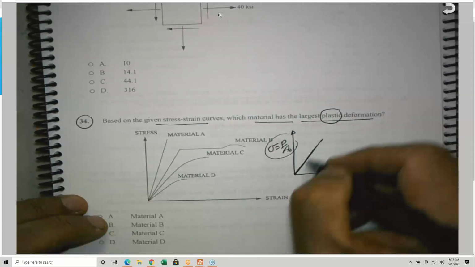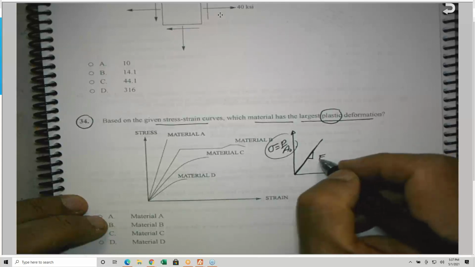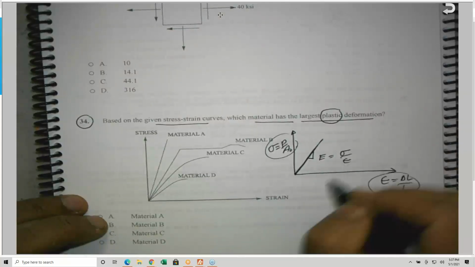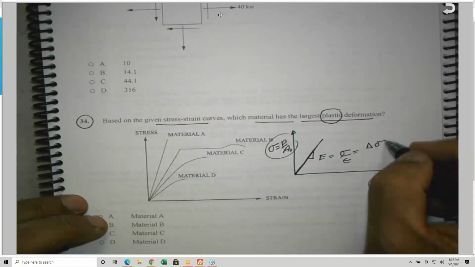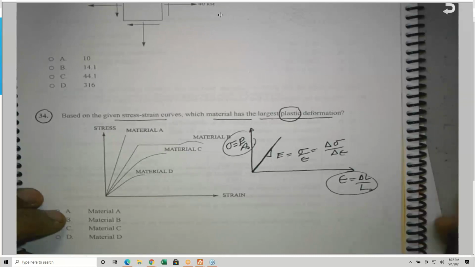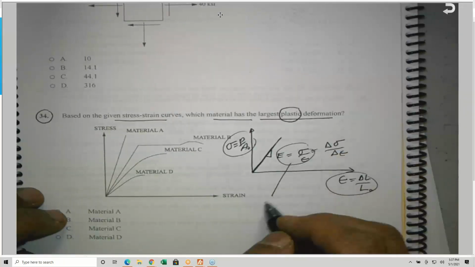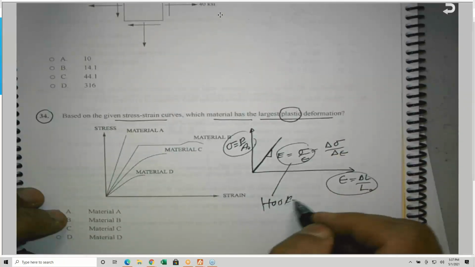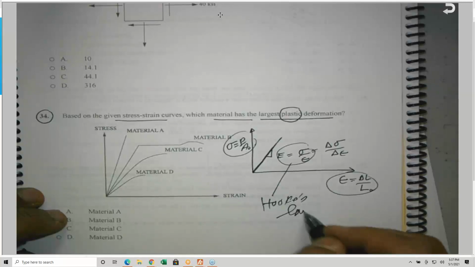So we have a linear portion, and the slope, as all of you know, the slope E is equal to sigma over epsilon. Or some books write delta sigma over delta epsilon, change of stress over change of strain. This is Hooke's law. Do you remember Professor Hooke? Okay, it's called Hooke's law.